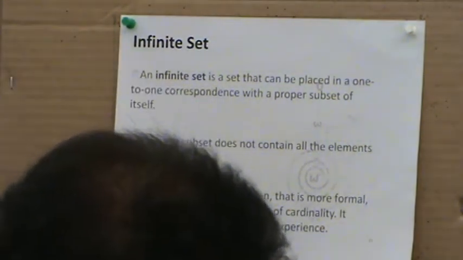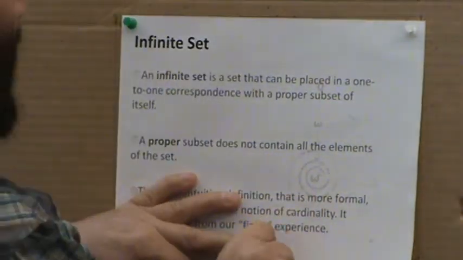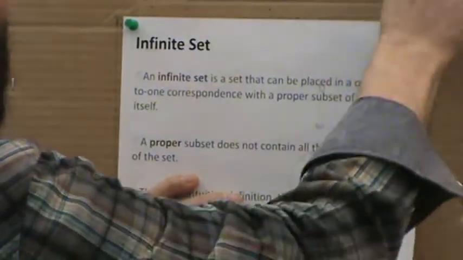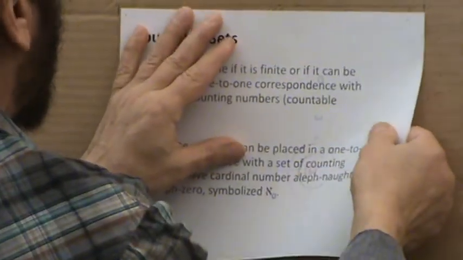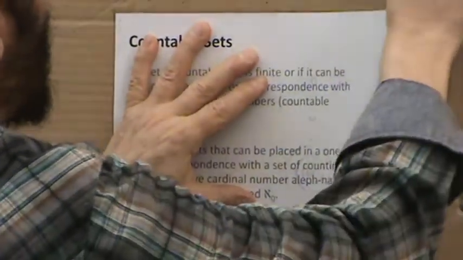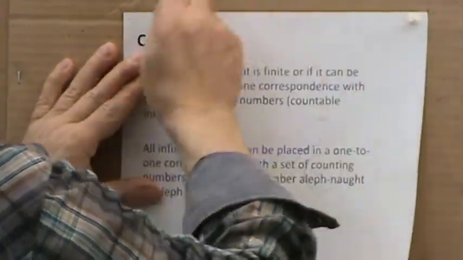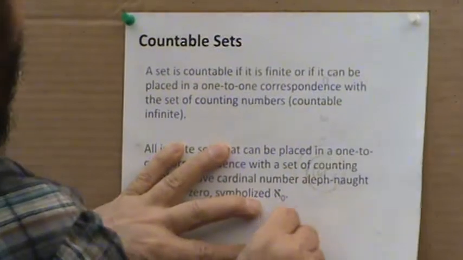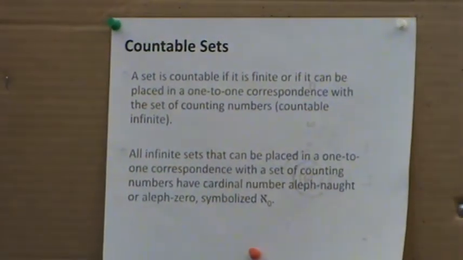Okay, next. Countable set. I already mentioned what that means. A set whose elements you can count. The set of real numbers you cannot count. And I will also go over that for you in the videos to come. Countable set.